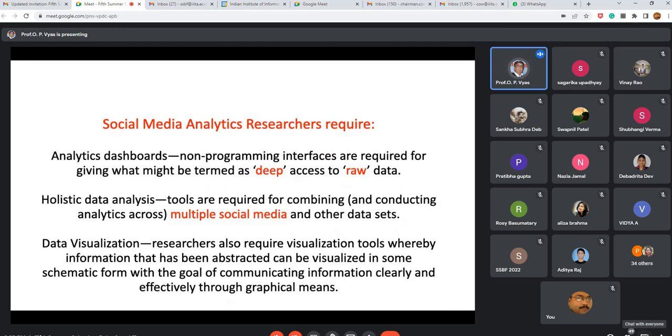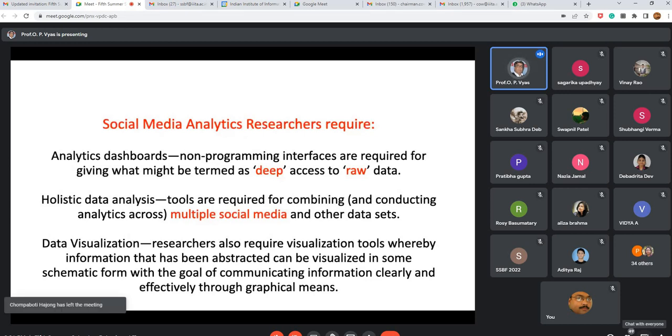So, can you read the slide? Social media analytic research required. Yes, sir. Yeah. So now what do the researchers actually require? You are not supposed to always be a technical person if you want to do social media analytics. But as a researcher, what do you require? A researcher will require analytics dashboards. Dashboards are something on which you see the display. It's a non-programming interface, which is required for giving what might be termed deep access to raw data. So you will look at something like a bar diagram, pie chart, some overlapping shapes. They will be shown on the analytics dashboard.